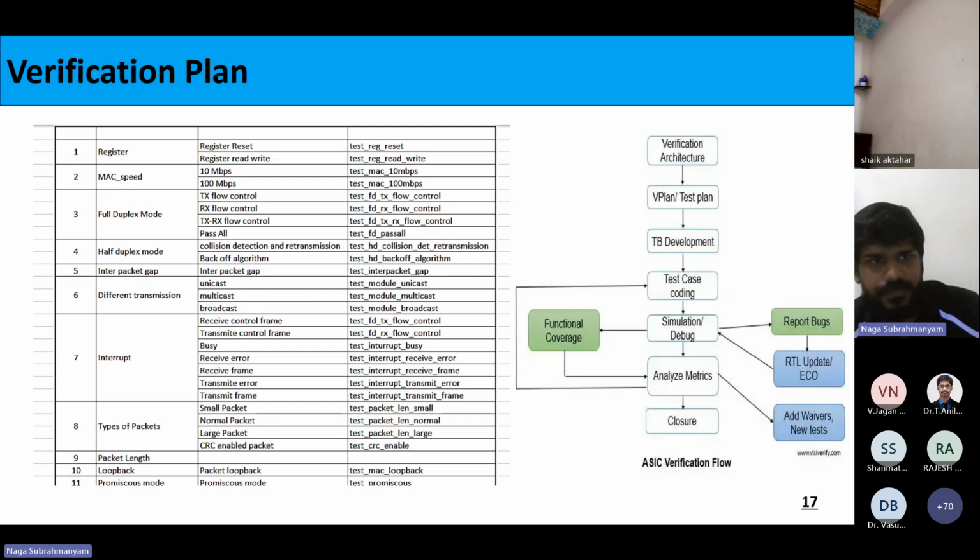Suppose I enabled half duplex. It will send data. Meanwhile, on the same line, one more data is coming. There has to be a collision, right? So whether collision is happening or not, and how collision is happening, those we will verify in the plan. Suppose I configure full duplex, with one line for transmission and one for receiving, there is no possibility of collision, right? So I'll check how transmission is happening and how the receiver line is working. I'll try to control the transmit line, meaning I can pause the transmitting data and pause the receiving data. All those flow controls I'll verify.